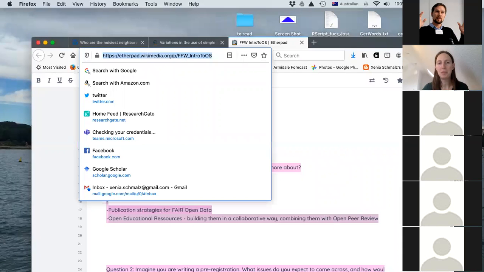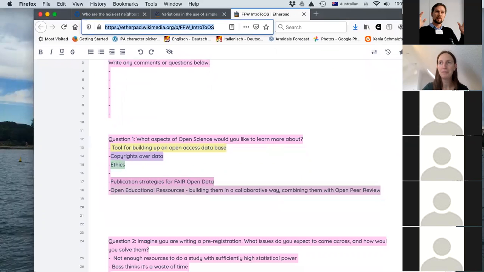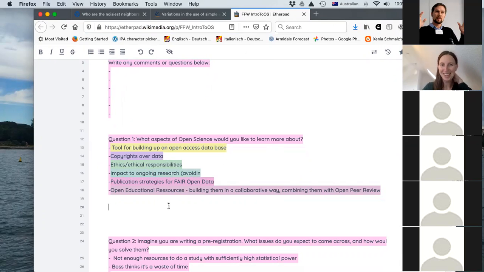So it's the link to the Etherpad where we are now writing an answer to the question, what aspects of open science would you like to learn more about? I need to warn you that I haven't prepared materials for all of the questions that are being listed so far, but a lot of these I will talk more about. So I will talk about FAIR open data, open access database, not directly, unfortunately.